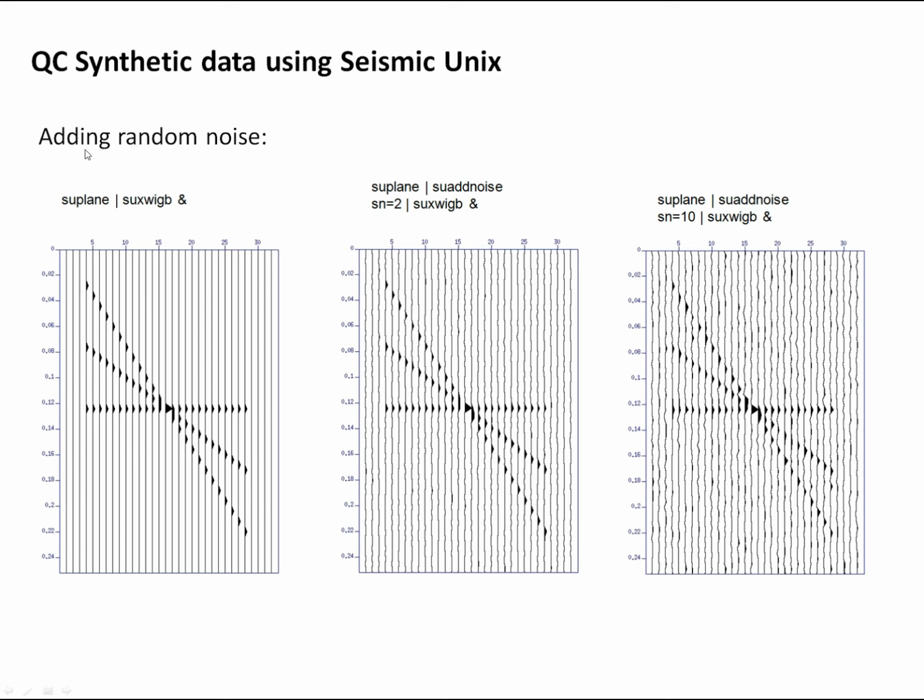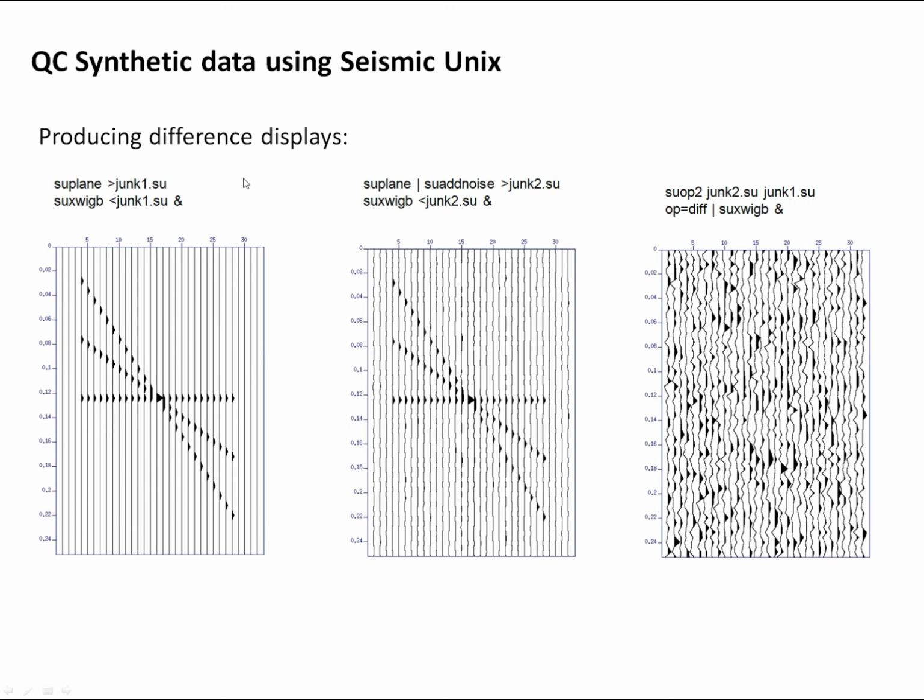Now this is another example of how you can add random noise. On the left is your input, in the middle you have S/N equals 2, so you have 2% noise added. So this middle display is with 2% noise, and then the display on the right is after 10% noise added. So it looks quite noisy now.